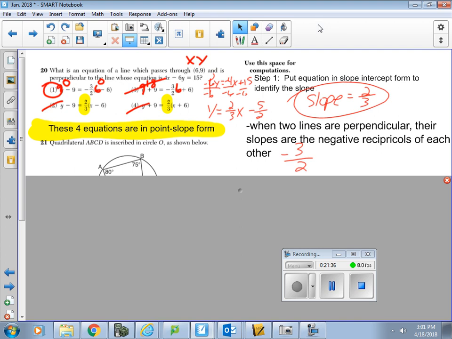Okay, so there we go. That's problems 16 through 20. I'll be going over the other ones later on in the week.